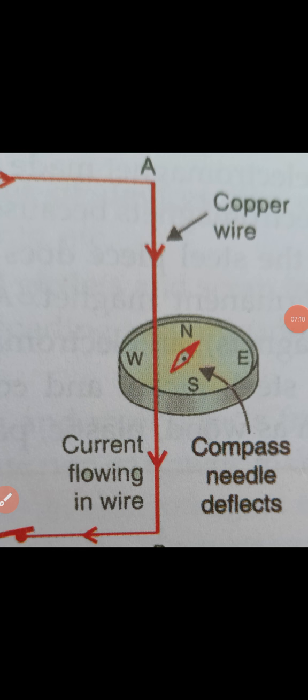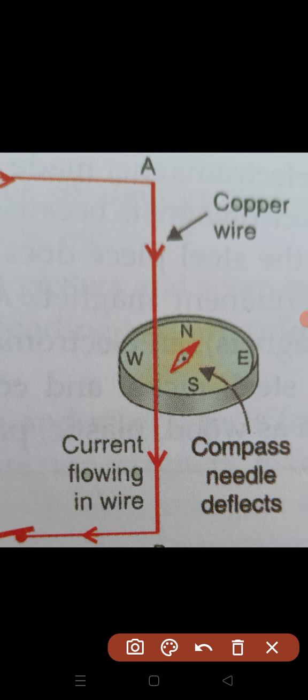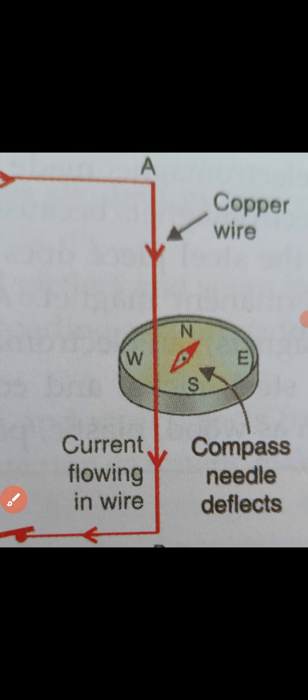Look over here. The compass needle will get deflected. It will move from its original north-south direction. The compass needle deflects when the current is flowing in the wire. Clear? When the current is flowing in the wire, the compass needle will show deflection.